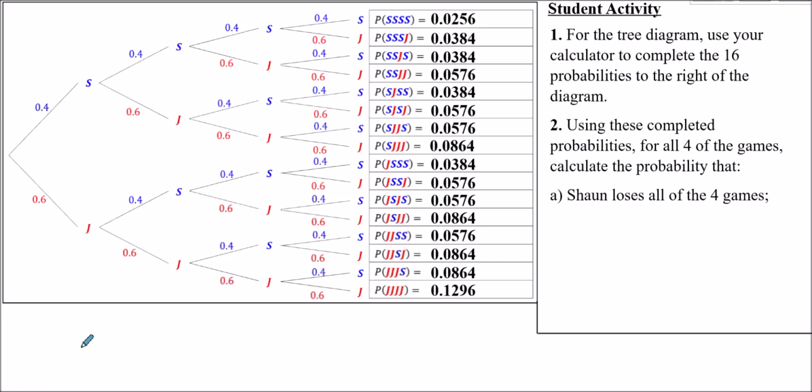It says, using these completed probabilities for all 4 of the games, calculate the probability that Sean loses all of the 4 games. So how many ways can that happen? So I'm going to highlight this in a colour. If we highlight in yellow the route or routes where Sean loses all 4 of the games, it's just going to be the route where Jamie wins all 4. So there's only one way that Sean can lose all 4 games. That's if Jamie beats him every single time, which is this yellow route highlighted here, which therefore is 0.1296, about a 13% chance.